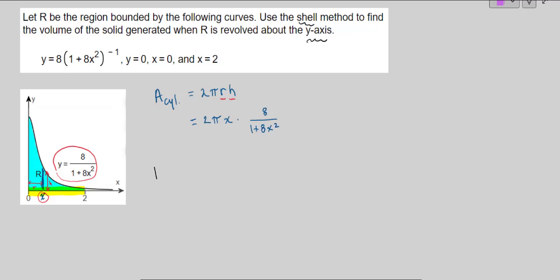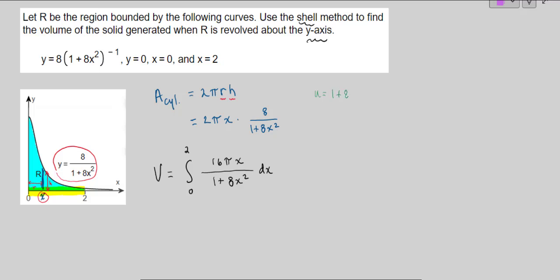And to get to the volume, we integrate area. So we are going to integrate on the interval 0 to 2. We're going to multiply this all together. So we're going to have 16 pi times x divided by 1 plus 8x squared. And you can certainly factor out that numerator constant of 16 pi. But notice this, that we are going to be using the substitution method of integration.